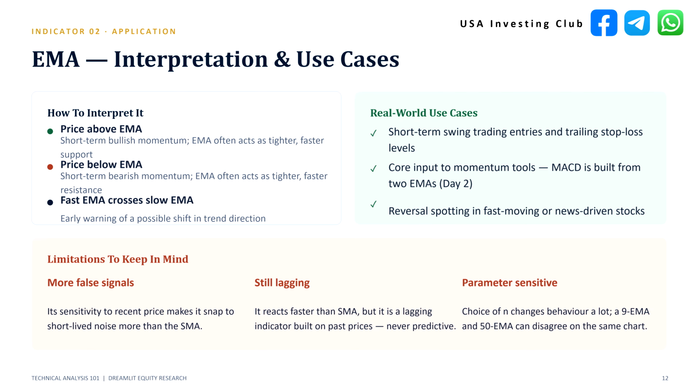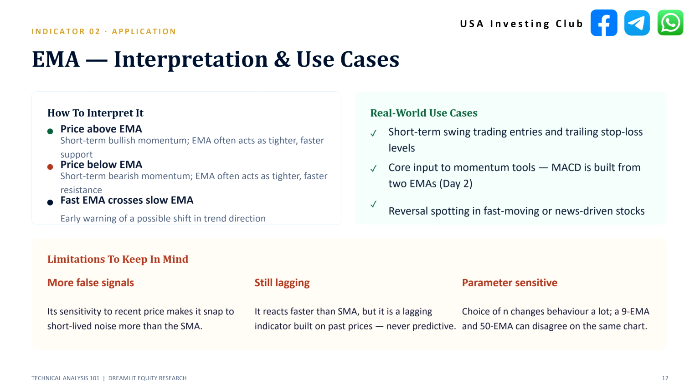Real-world use cases: short-term swing trading entries, and trailing stop-loss levels. It's a core input to momentum tools, since MACD is literally built from two EMAs, as you'll see on day 2, and it's useful for spotting reversals early in fast-moving or news-driven stocks.